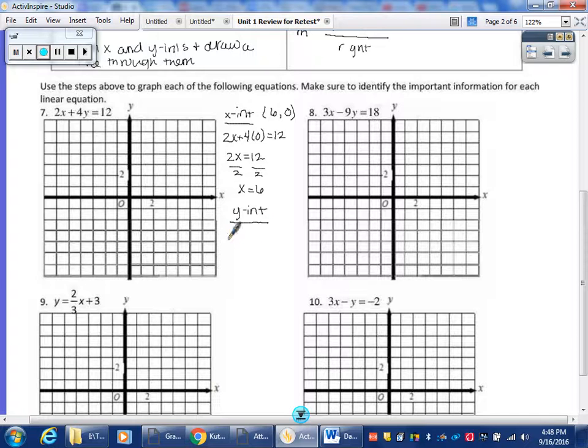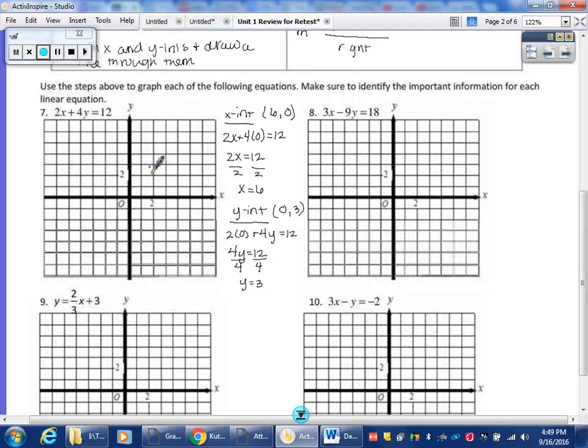And so what I do is I plug 0 in for x. So this becomes 2 times 0 plus 4y is equal to 12. So that's just 4y is equal to 12. Divide by 4. And we get y is equal to 3. And so my y-intercept is the point (0, 3).